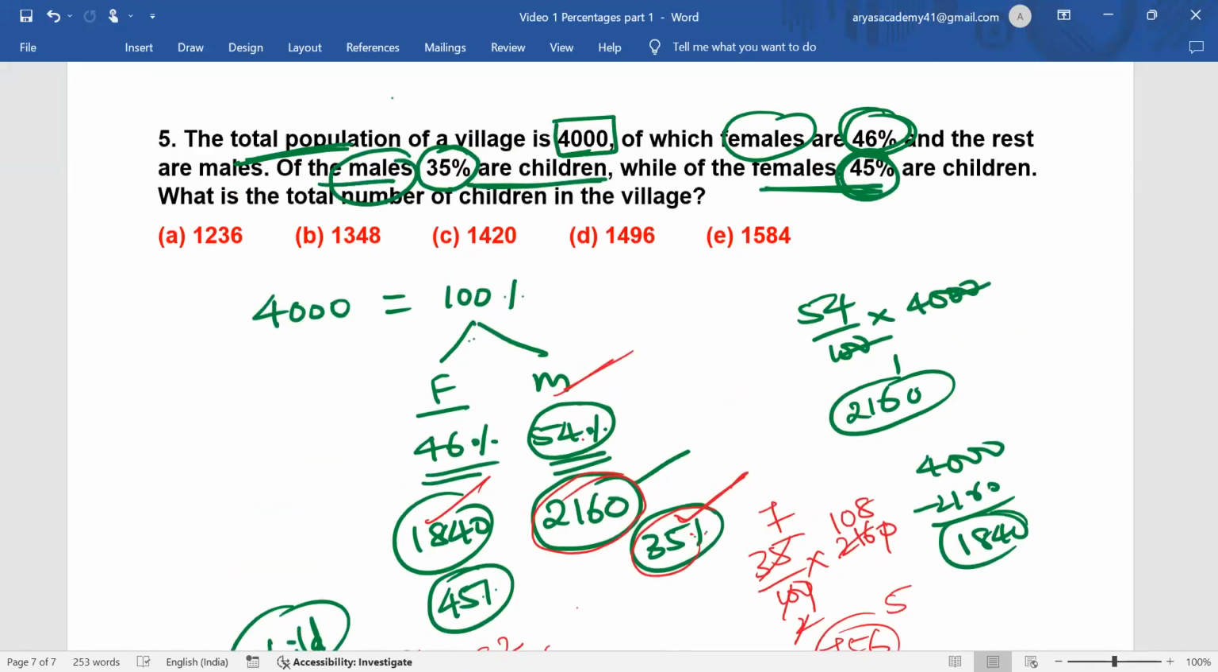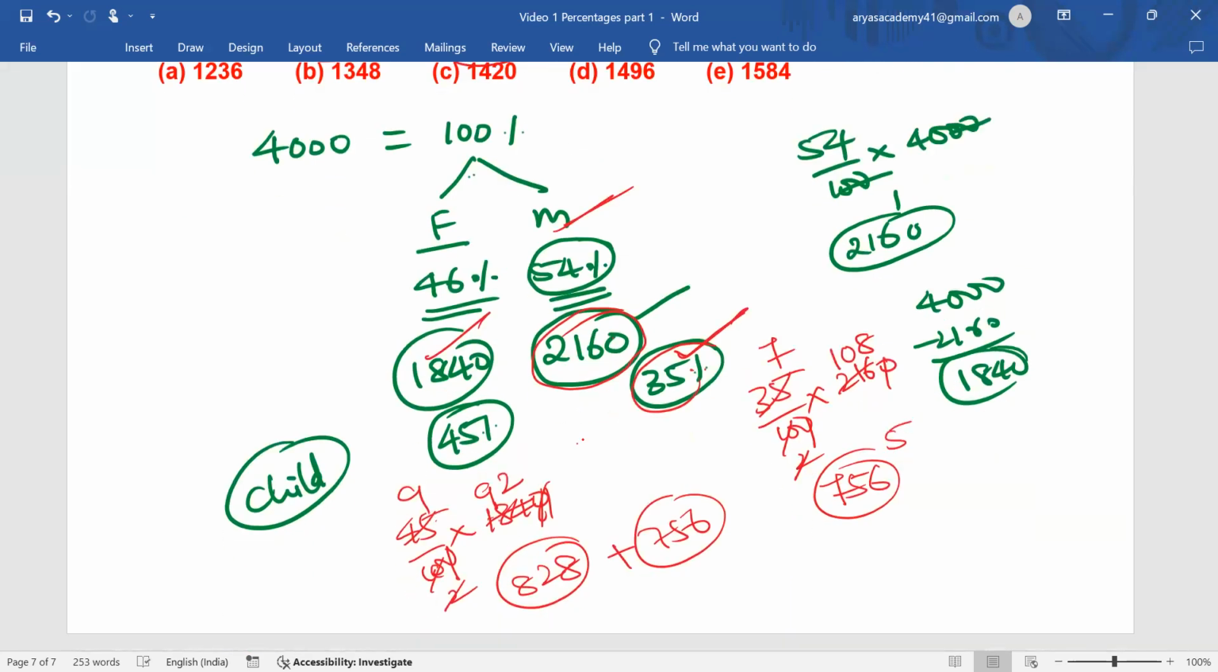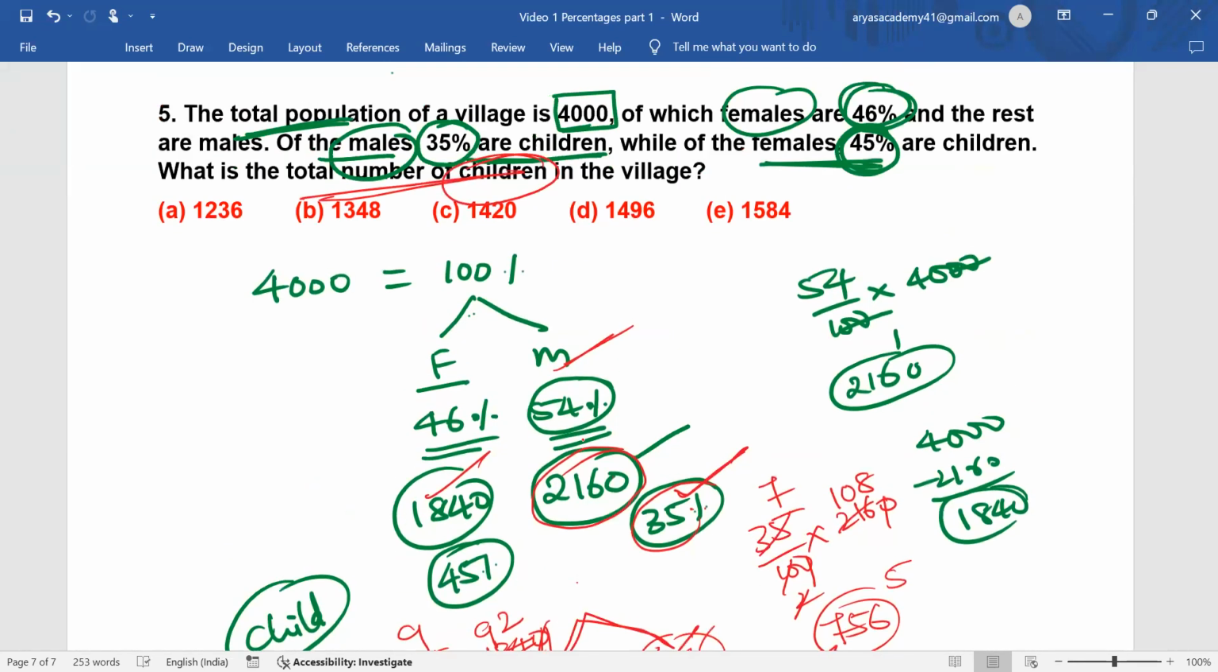And if you look at the question, they have simply asked what is the total number of children in the village. So the total number of children will be obtained by adding these two values, that is 828 plus 756. 6 plus 8, 14. 1 is carried forward. So it becomes 6. 6 plus 2, 8. 7 plus 8, 15. So the total number of children in the village is 1,584. Where is the answer? Option E is the correct answer.